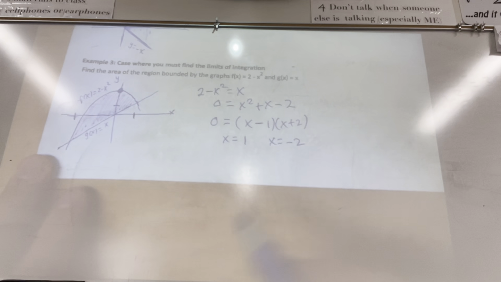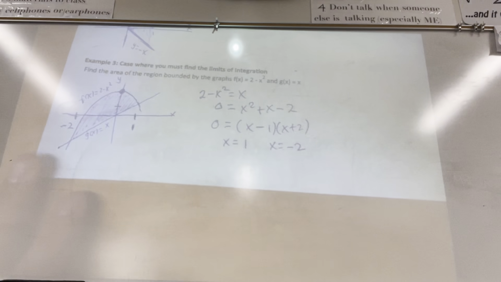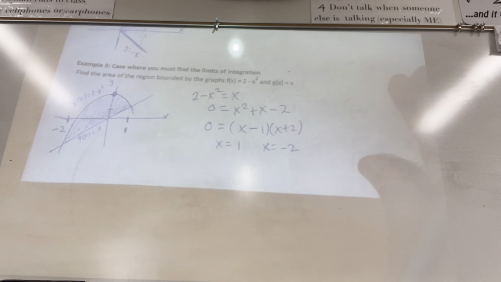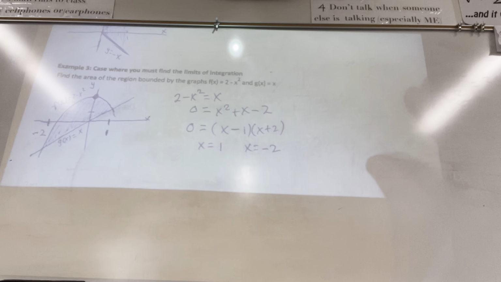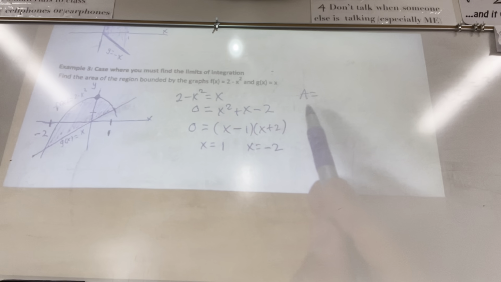So now I know it goes from negative 2 to positive 1. Can we do the setup now? Absolutely. Go ahead and write it. So the area is equal to, write it like this, area equals, and then do the setup.